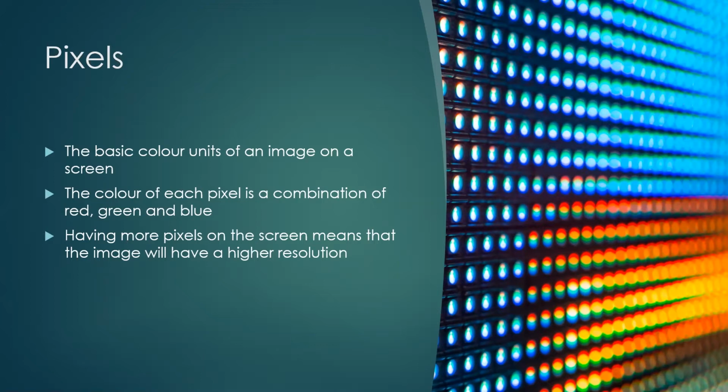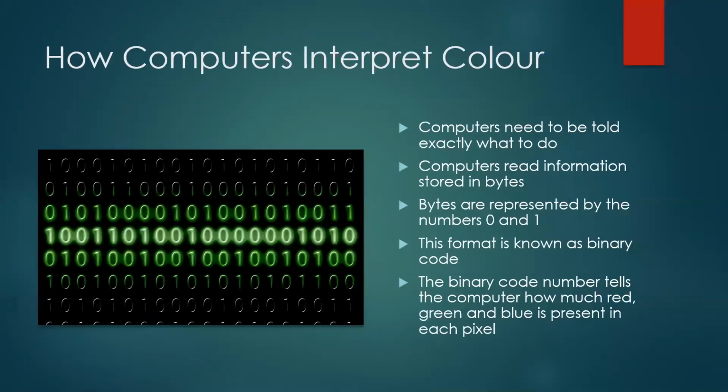Having more pixels on the screen means that the image will have a higher resolution, which means it'll be a sharper image and it'll be much more clear when you're viewing it. So now let's look at how computers interpret color.